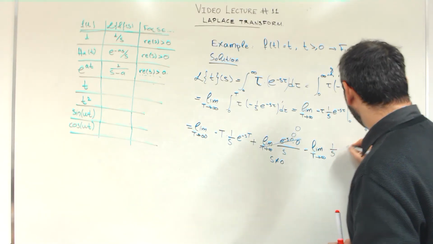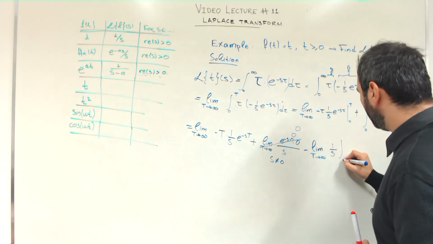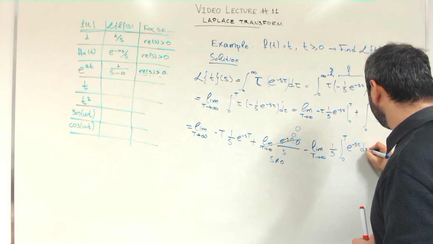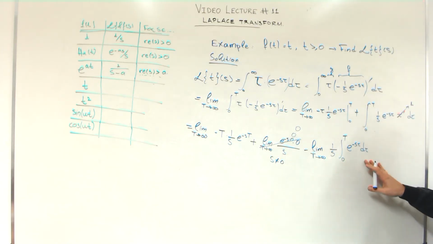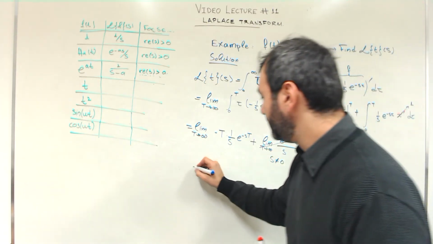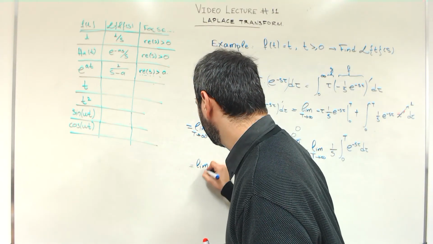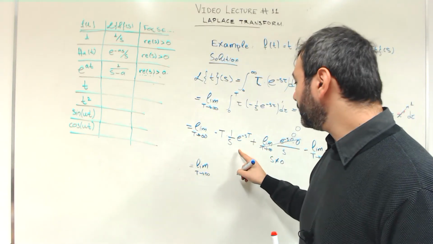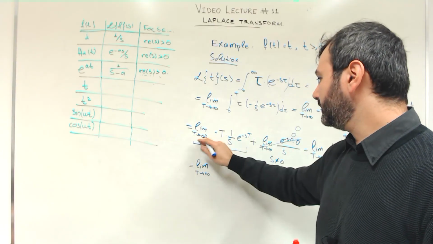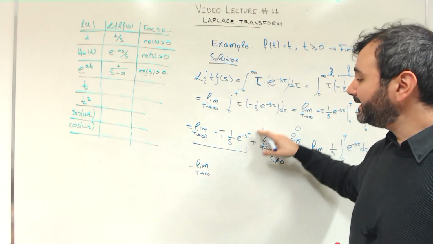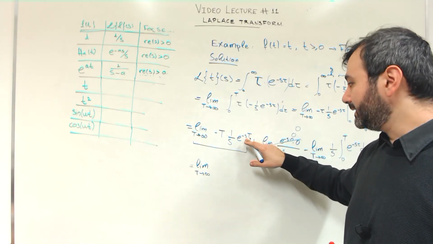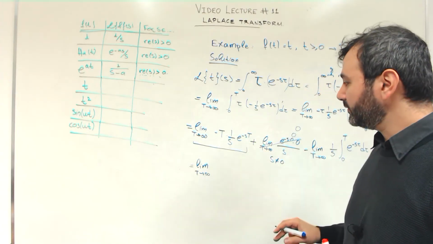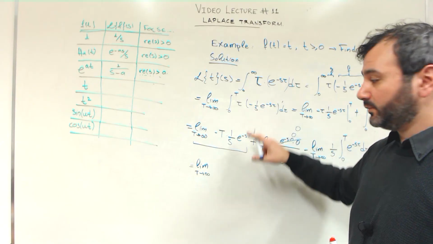1 over s is not a function of tau, so we can take this out. Here we have the integral from 0 to T uppercase. And we know that this is equal to the following. Let's take things step by step over here. Let's write it again. So what is this first part equal to? As T goes to infinity, this goes either to infinity if the real part of s is negative, or goes to 0 if the real part of s is positive. This is something we discussed in the previous examples.